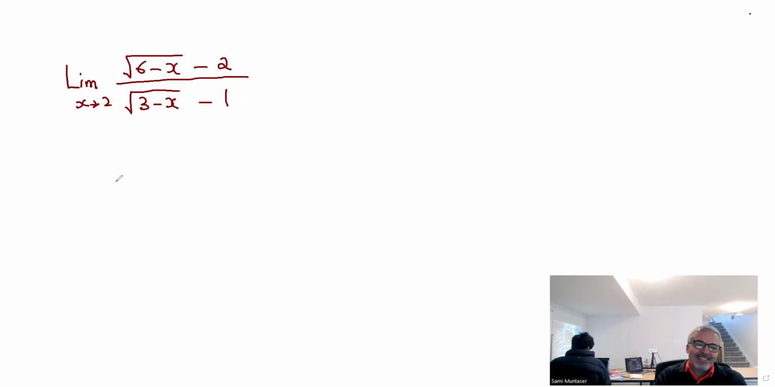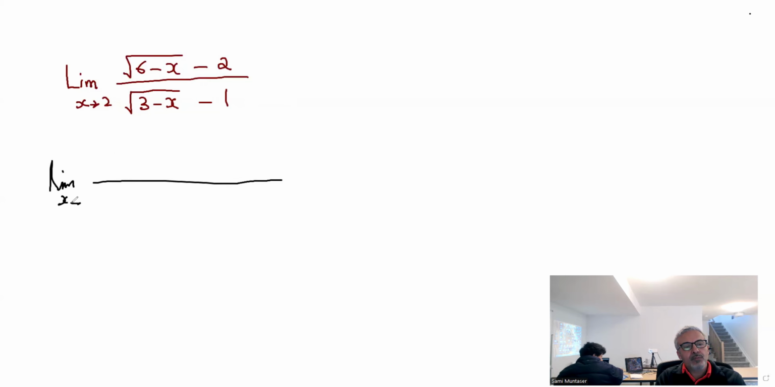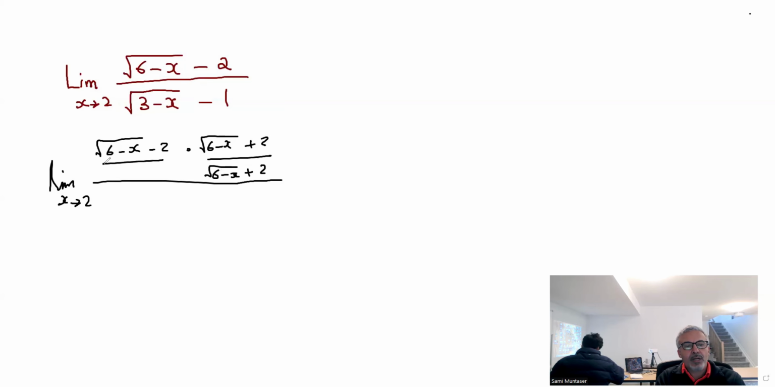And here, what you need to do is take the limit as x goes to 2, and you have √(6 - x) - 2. You're going to multiply this by its conjugate, which is √(6 - x) + 2 over √(6 - x) + 2. Sorry, the conjugate is the opposite sign, plus 2. And there's a 1 here.